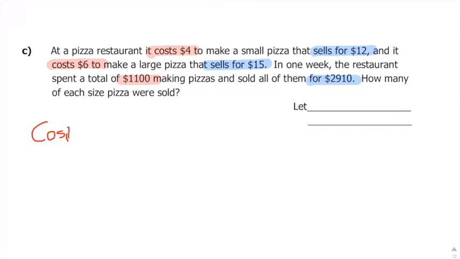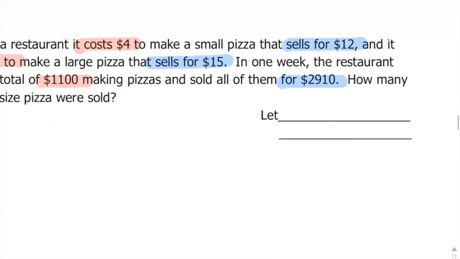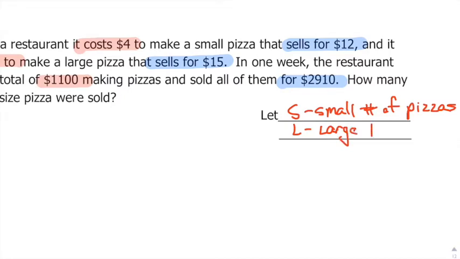We need to define our variables too. We don't know the types of pizzas, so we can call S the number of small pizzas, and then L we'll use for the number of large pizzas.